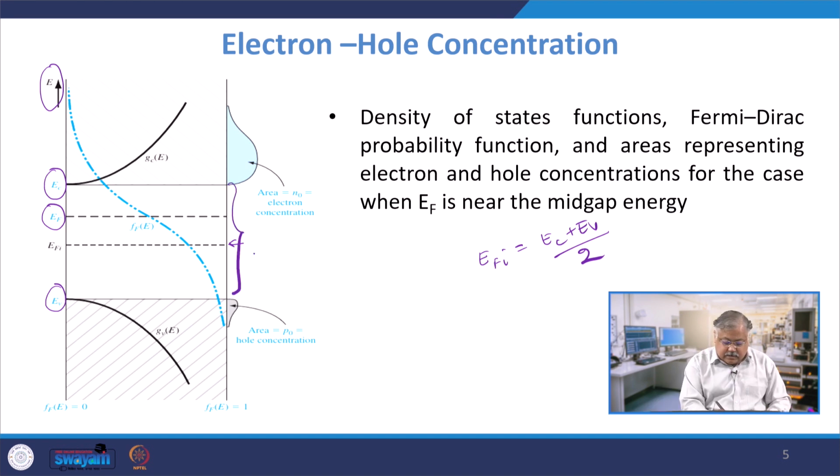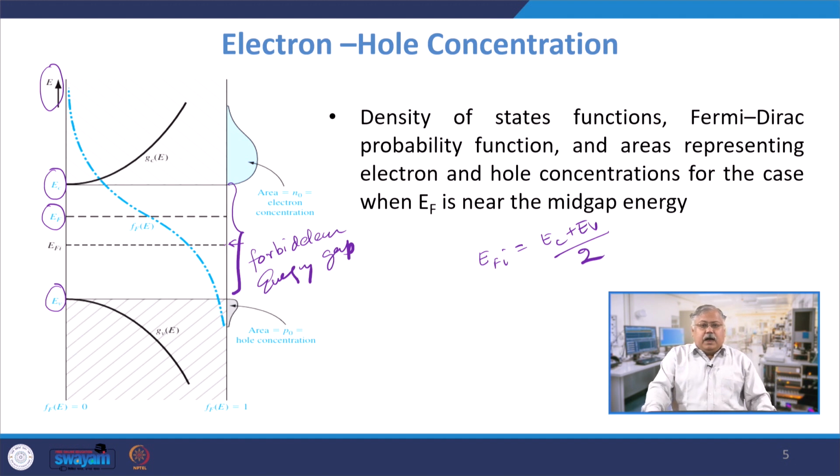This is known as the forbidden energy gap, and half of it is EFI, the intrinsic Fermi level, also referred to as the mid gap energy. I have already drawn GC and GV, the conduction band and valence band density of states. Now my Fermi level is above the mid gap energy and very close to the conduction band, which means the probability of finding an electron in the conduction band will be larger, as shown by this blue graph. This is the number of electrons per unit volume, always large compared to the number of holes.